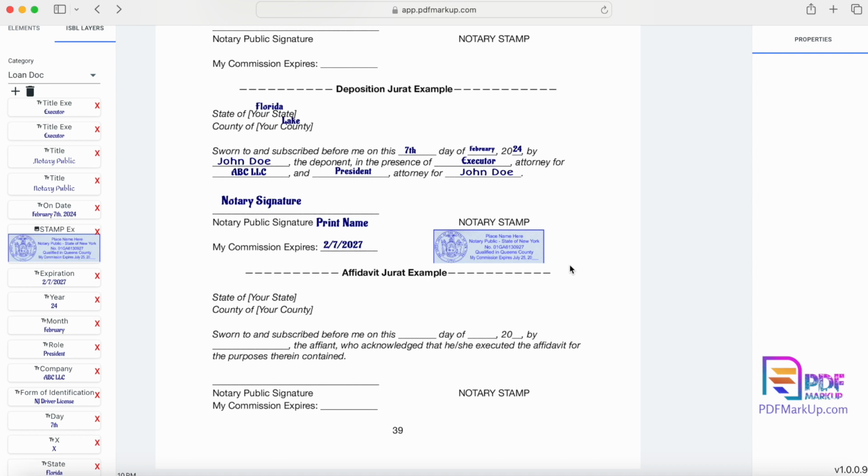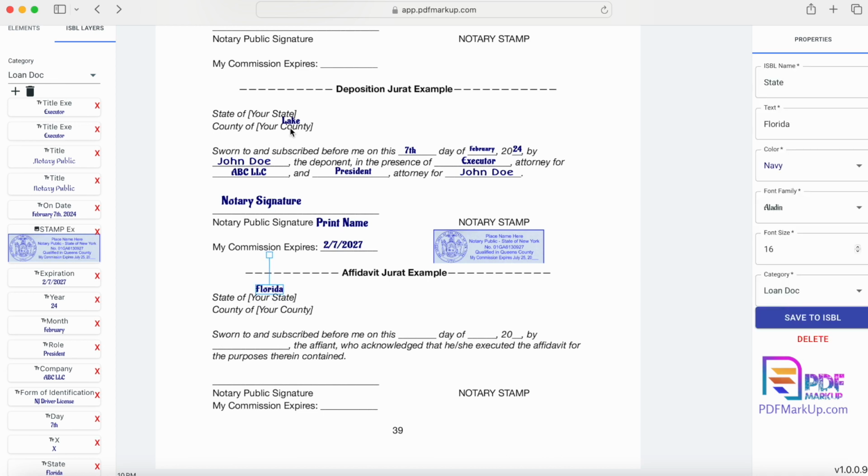Okay? So let's go on to the next one, which is the affidavit jurat example. That basically applies when an affiant, the person who wrote and is signing the affidavit, swears to the truth of the statement within the affidavit in front of a notary public. Okay? So the same thing here. You're going to go ahead and put your state. You're going to put your county. You're going to read this in full.